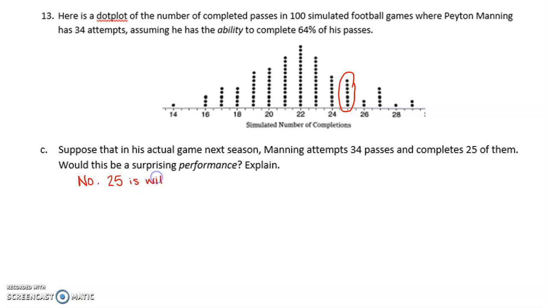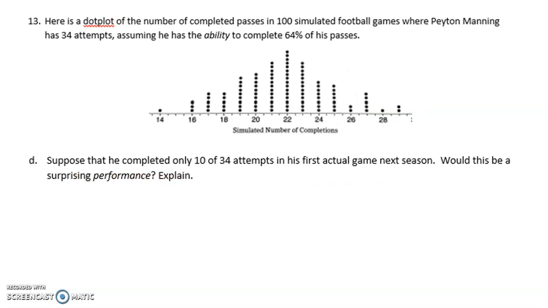25 is within the range of the simulation. If he completed only 10, would that be surprising? Well, 10 would be somewhere way down here. So the answer to that would be yes, because 10 is not within the range of the simulation.